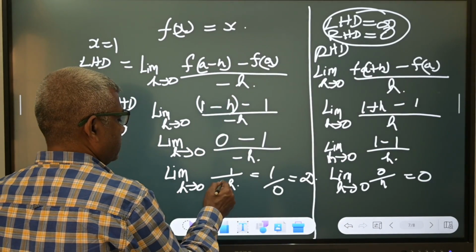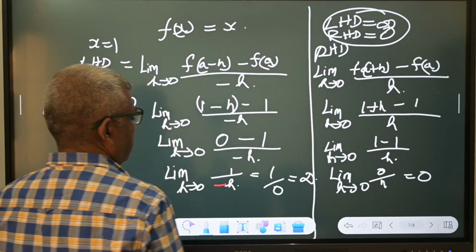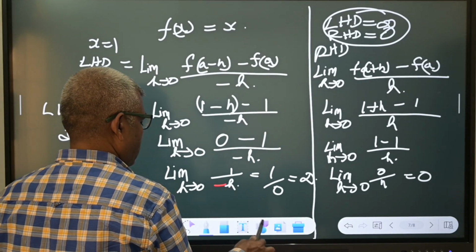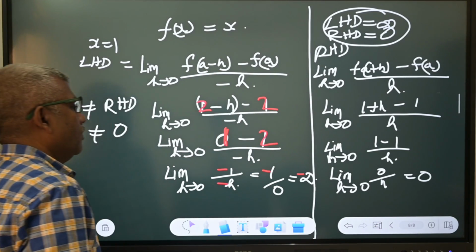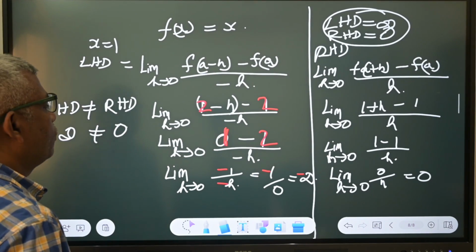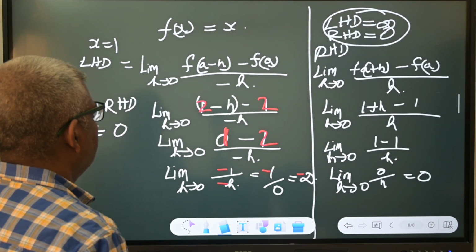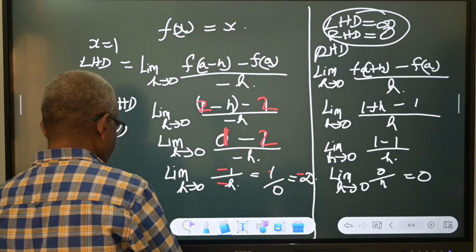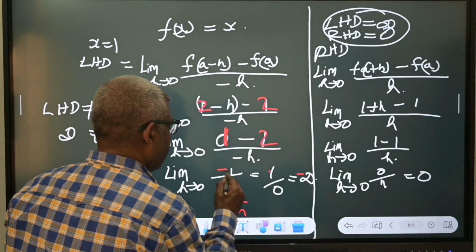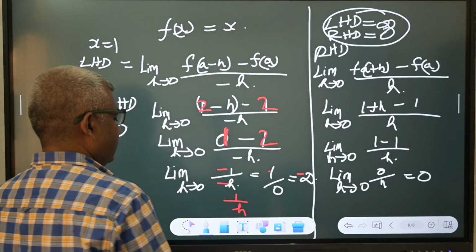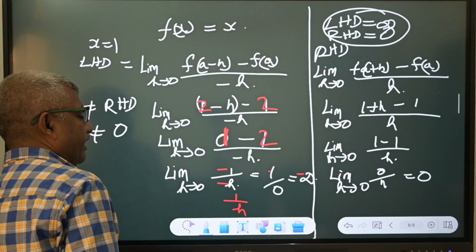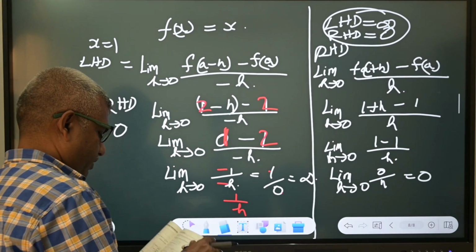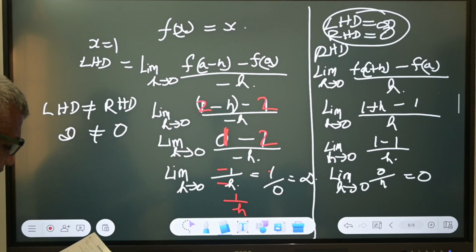The previous here, 1 minus 2 is minus 1, divided by minus h, so 1 by h, because minus minus will be cancelled. 1 by h, value will be, h is 0, so 1 by 0 is infinity. So for x is equal to 2, left hand side is infinity.